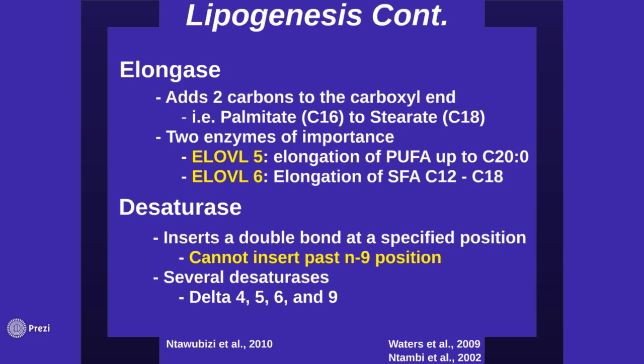But the very important part here is in yellow, where desaturases cannot insert past the N9 position. All right, so that means that omega-3 and omega-6 fatty acids that we hear so much about in popular media currently for health and that sort of thing, can't be made by the mammal, can't be made in-house. They have to enter as a dietary fat and then be acted upon by these enzymes to alter them to what we need. So things like arachidonic acid and docosahexaenoic acid come in through the diet, whether it be linoleic or alpha-linolenic, and are changed from there to what we need.